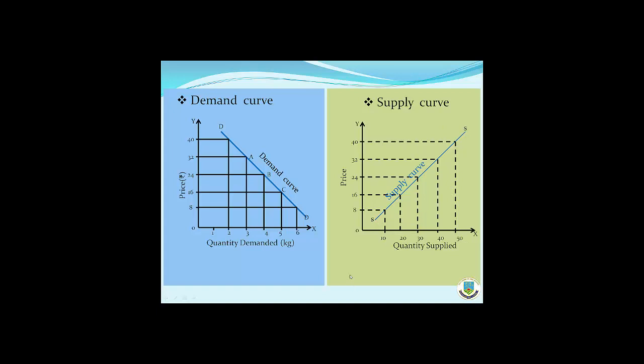Now how to differentiate between the demand curve and the supply curve: the demand curve DD slopes downward. Students, always remember, the demand curve DD slopes downward, whereas the supply curve SS slopes upward. So this is how you can differentiate between the demand curve and the supply curve.